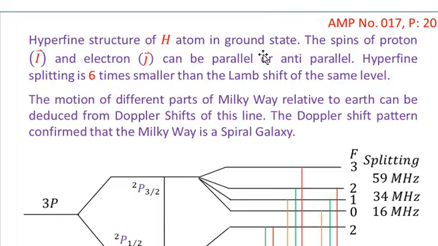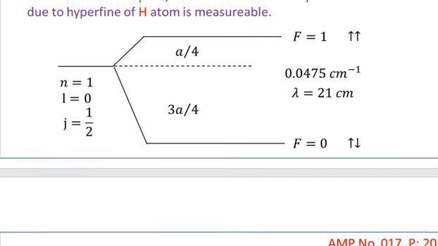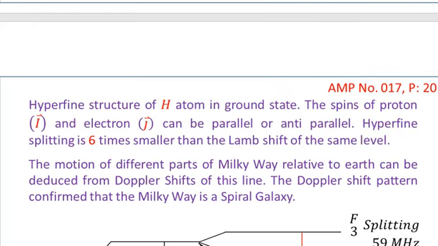Hyperfine structure of the hydrogen atom in the ground state, which is this one. The spins of the proton, I is half, and the spin of the electron, J is also half, can be parallel or anti-parallel. Hyperfine splitting is 6 times smaller than the Lamb shift of the same level. You can notice over here that the hyperfine splitting is 6 times smaller than the Lamb shift splitting of the same two levels.